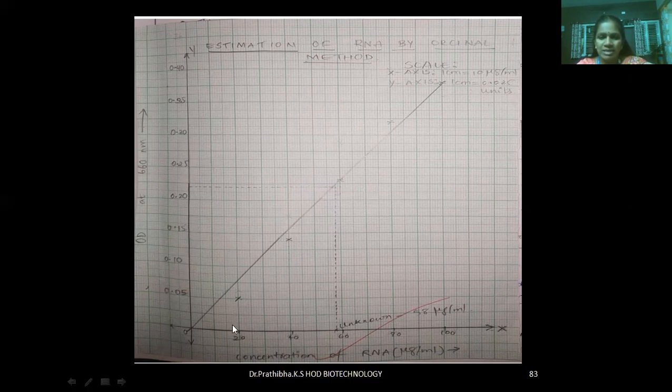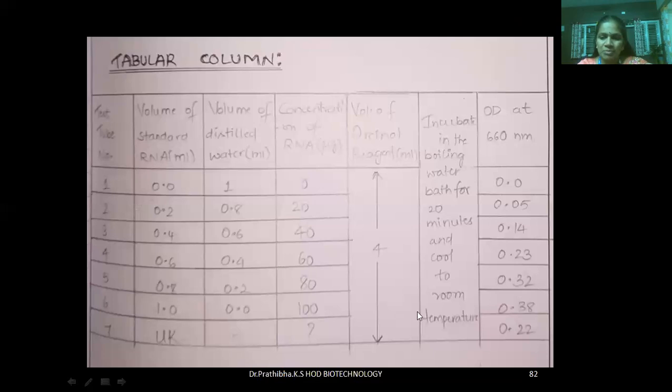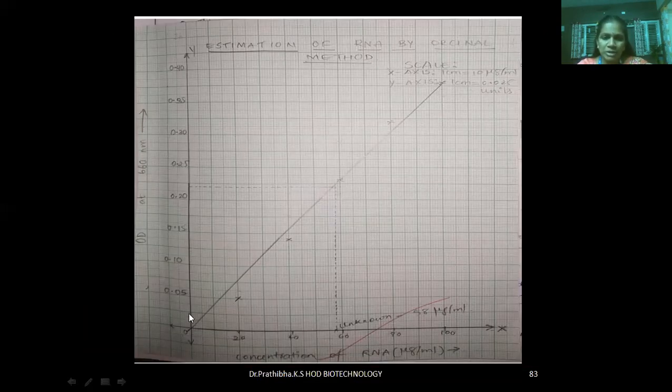Once the scale is ready, then go for plotting. For 20, how much did you get? For 60, how much did you get? Then further, whatever you got, you need to plot the graph. Once the standard graph is ready, then whatever OD you got for the unknown, for example 0.22, I need to check where 0.22 is: 0.20, 0.21, 0.22. At 0.22, put the dotted line.